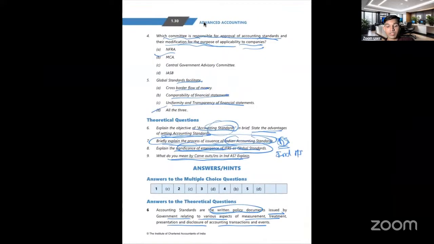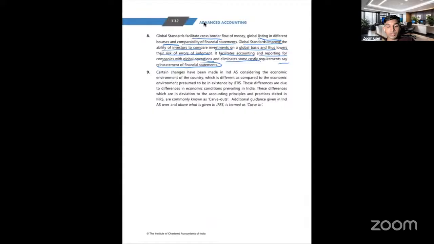Then we'll see what you mean by carve-outs and carve-ins in India. Certain changes have been made in India considering the economic environment of the country, which is different as compared to the economic environment presumed to be in existence by IFRS. These differences are due to the differences in economic conditions prevailing in India. These differences, which are deviations from the accounting principles and practices stated in IFRS, are commonly known as carve-outs, and additional guidance given in Ind AS over and above what is given in IFRS is termed as carve-ins.